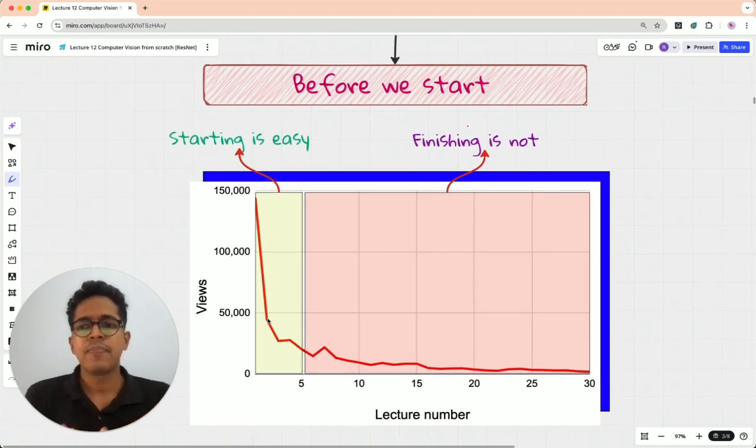So we'll discuss that. But before we enter into the lecture, something that we always do, I really want to remind you that starting a course or starting anything is very easy. Finishing is not at all. As you can see from this graph, the number of viewers is decreasing with the lectures proceeding.